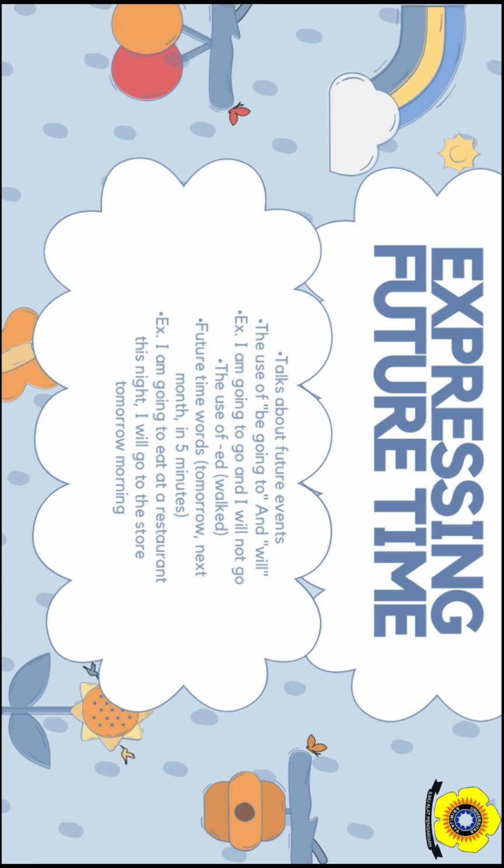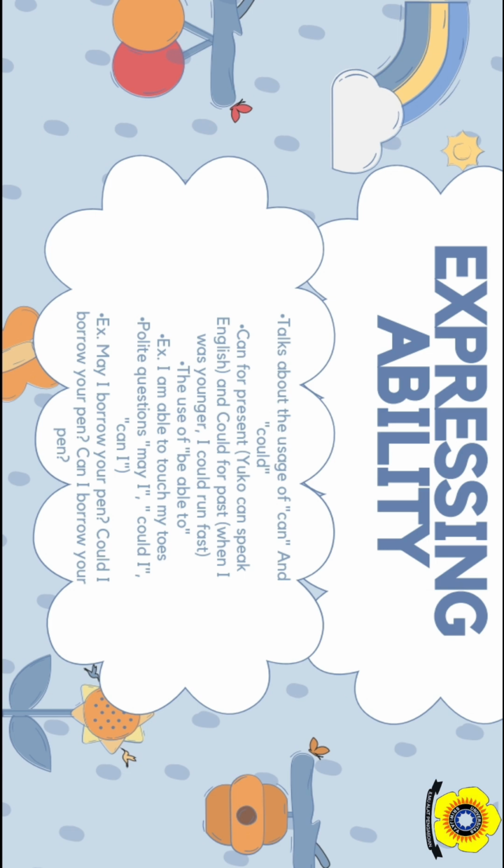Next chapter is about expressing future time. In this chapter, it talks about future events. This chapter mentioned that expressing future time uses be going to and will. For example, I am going to go and I will go. This chapter mentioned future time words. For example, tomorrow, next month, in 5 minutes. For example, I am going to eat at a restaurant tonight, and I will go to the store tomorrow morning.